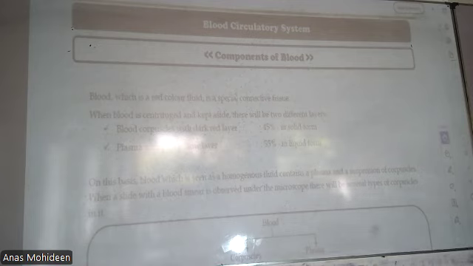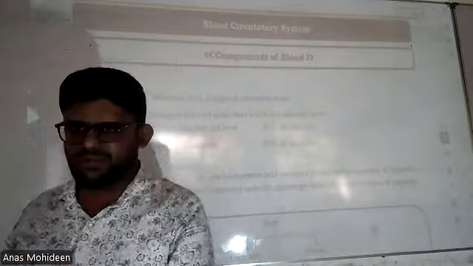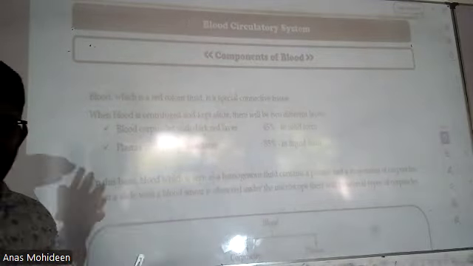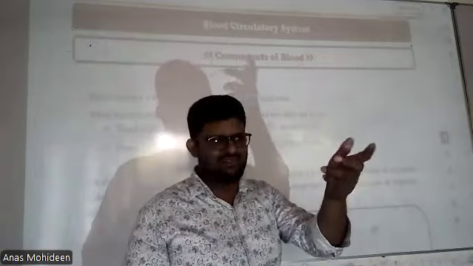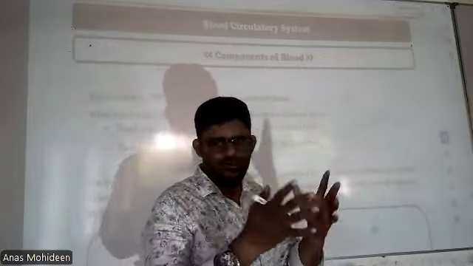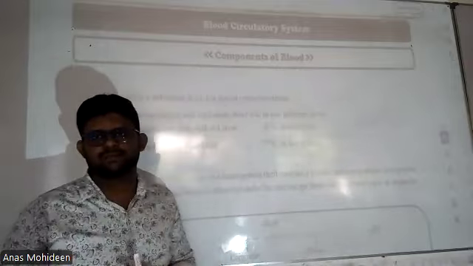Blood cells or corpuscles are about 45% in blood. What is the percentage? 45. And that is the solid red layer. Solid means not like solid stones. Relatively, they are solid in structure, with particles closely packed. So the solid red layer in blood is what we term as blood cells.